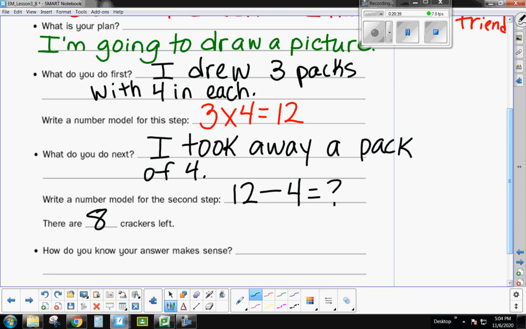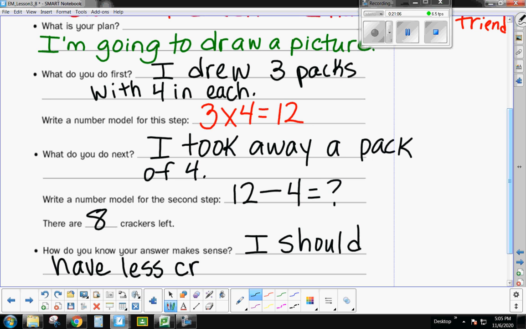And it says, how do you know your answer makes sense? Well, if I'm giving away something, then I know that I'm going to have less than when I started, right? If I started with 12, is 8 less than 12? So yeah, how do you know your answer makes sense? I'm going to say I should have less crackers than I started with.